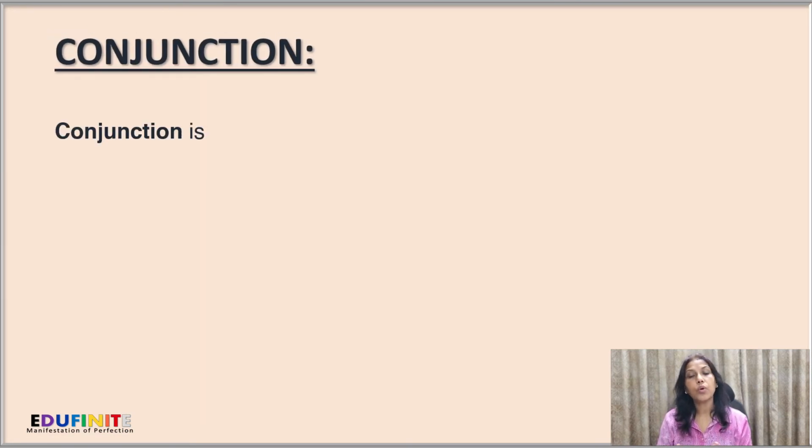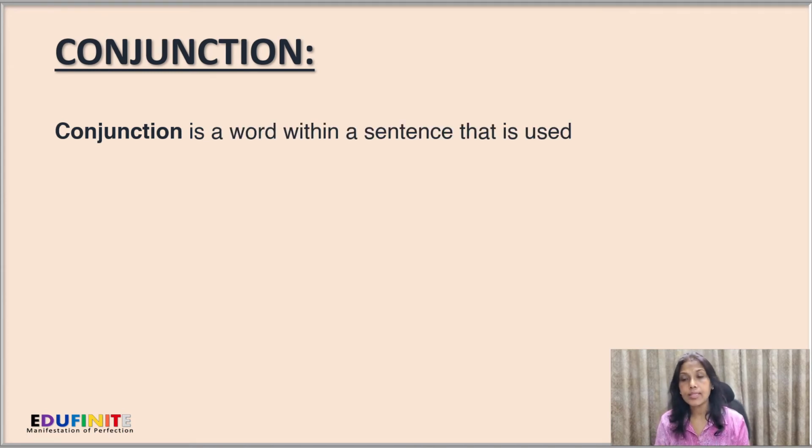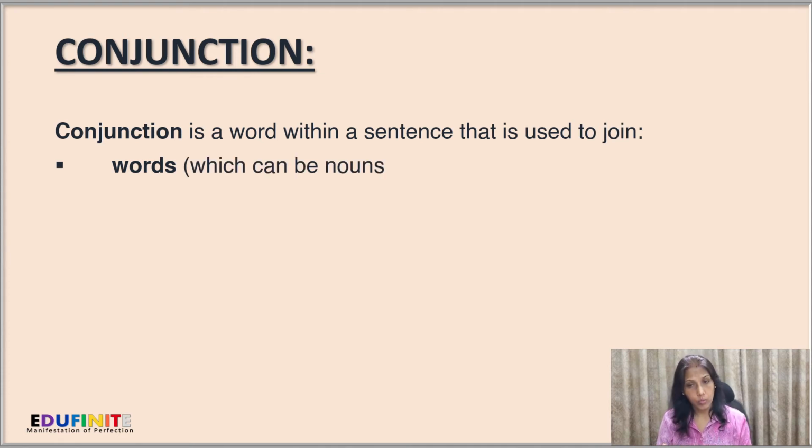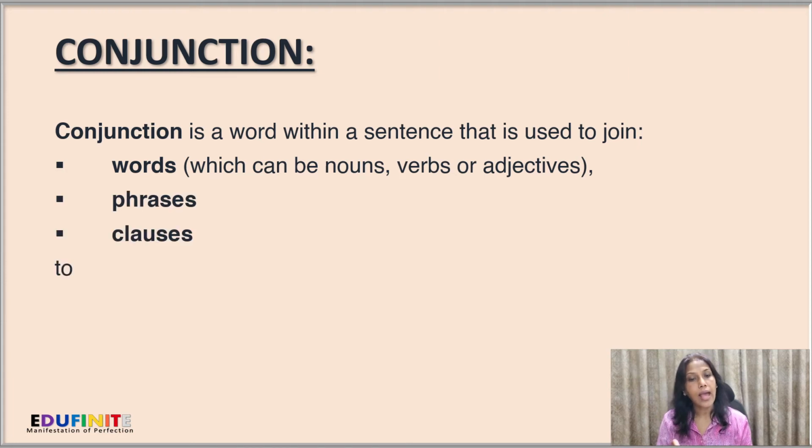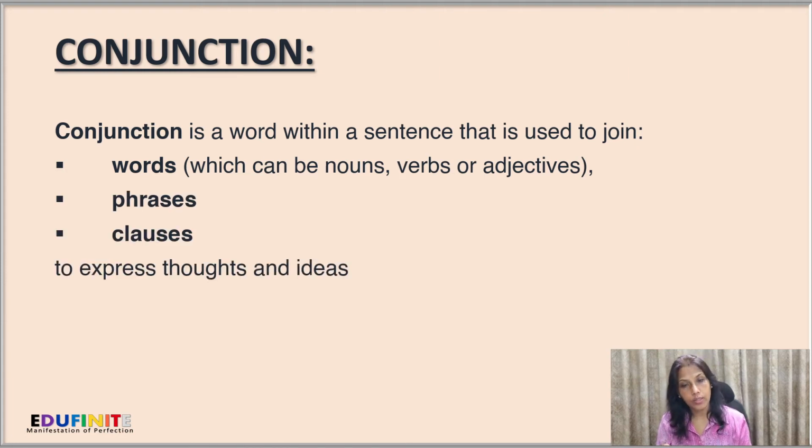Now, conjunction. What is a conjunction? A conjunction is a word within a sentence that is used to join words, which can be nouns, verbs, or adjectives, phrases, and clauses to express thoughts and ideas in a fluid manner.